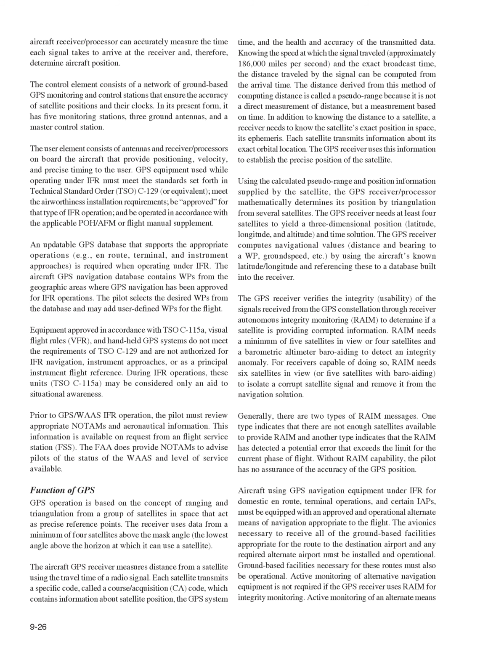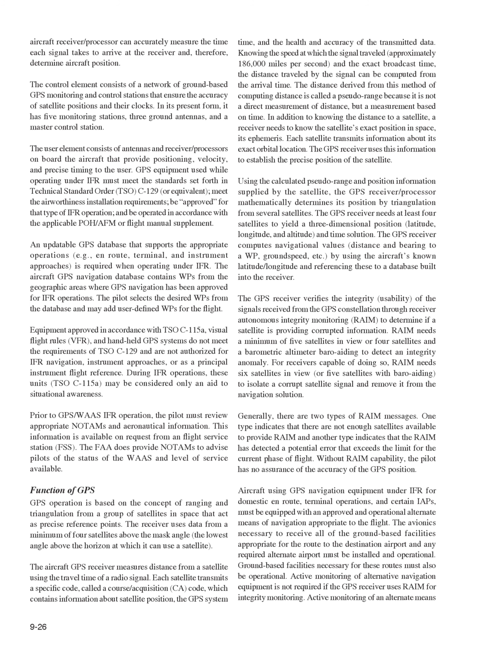The GPS receiver verifies the integrity, usability, of the signals received from the GPS constellation through Receiver Autonomous Integrity Monitoring, RAIM, to determine if a satellite is providing corrupted information. RAIM needs a minimum of 5 satellites in view, or 4 satellites and a barometric altimeter, baro-aiding, to detect an integrity anomaly. For receivers capable of doing so, RAIM needs 6 satellites in view, or 5 satellites with baro-aiding, to isolate a corrupt satellite signal and remove it from the navigation solution.